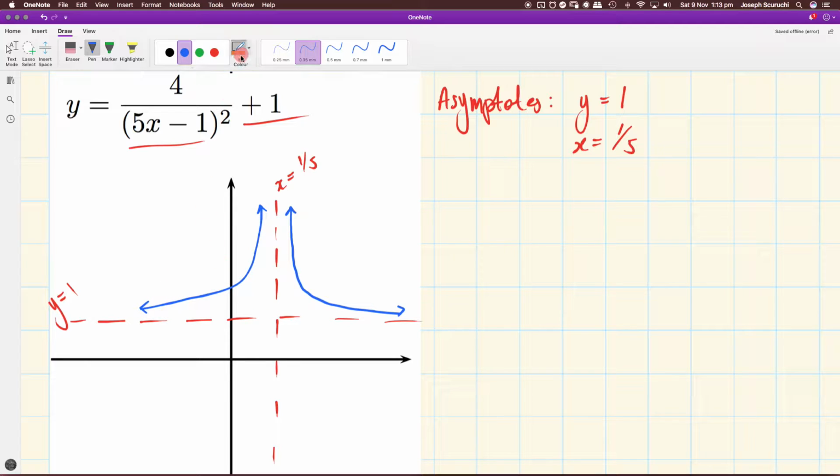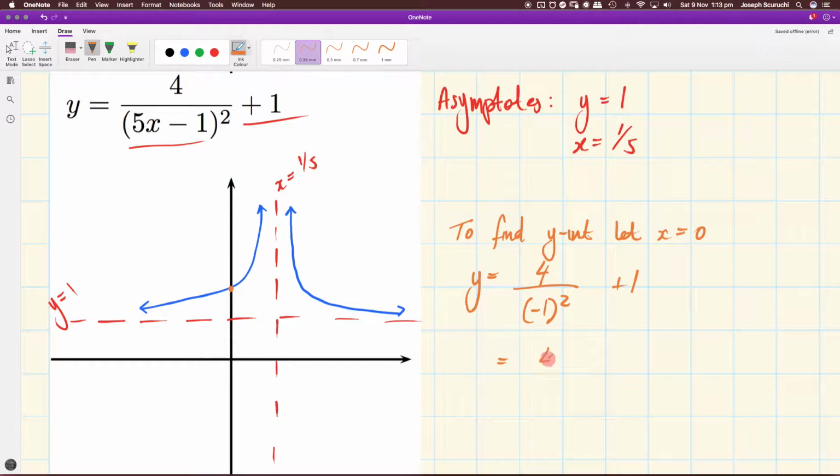I therefore need to find one y-intercept. To find the y-intercept, let x equal 0. I'm going to skip some steps again, so I'm going to get 4. If I put 0 there, 0 times 5 is 0. We're left with negative 1 squared plus 1, which is going to equal 4 over 1 plus 1, which will equal 5. So this will be (0, 5).